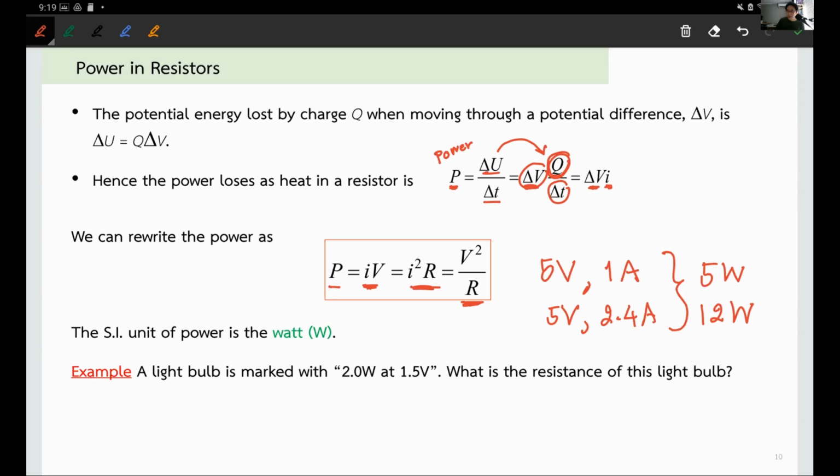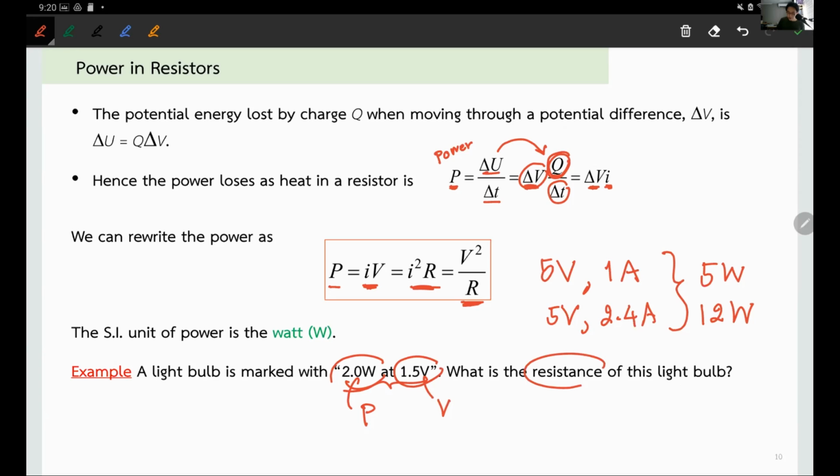And here's another example. In some devices, you might not get a pair of the voltage and the current. For example, a light bulb is usually rated through the watts of the bulb. Like you are buying a 2 watt bulb and it uses 1.5 volts, like it's being run on battery. Then you can trace back and calculate what the resistance of that light bulb is if you want to. So in this case, this is your power, this is your V.